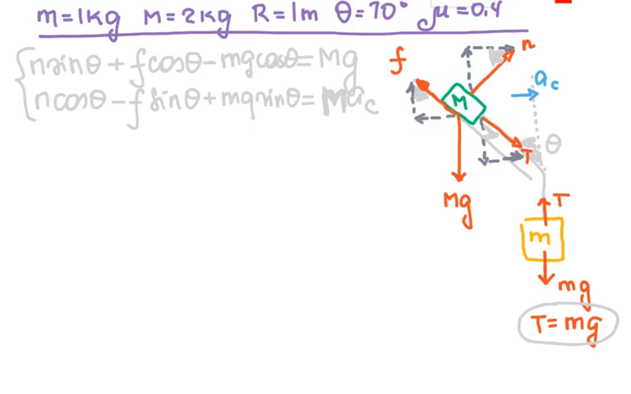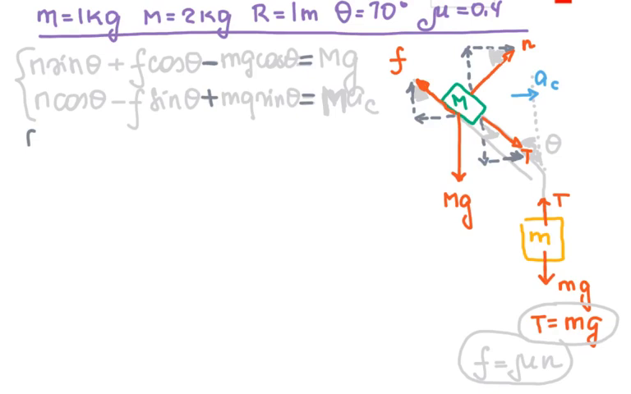So now I'm going to replace friction with mu times N, and move my third term, the one that is mg cosine and mg sine, to the other side of the equal sign.